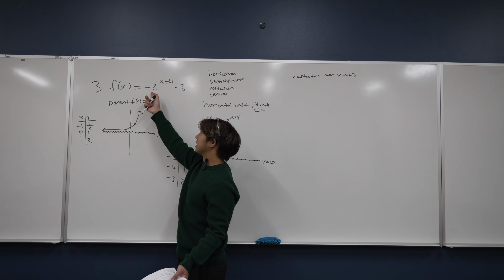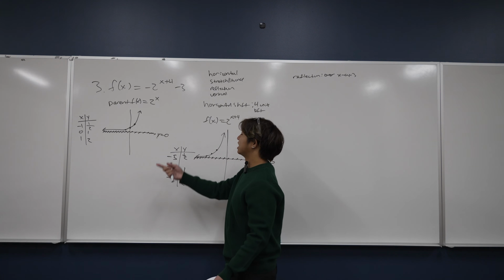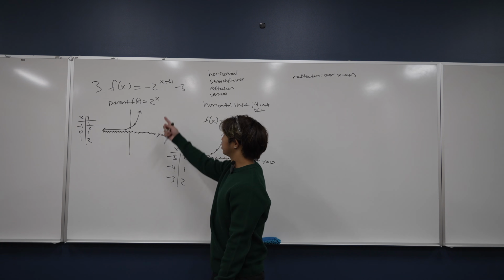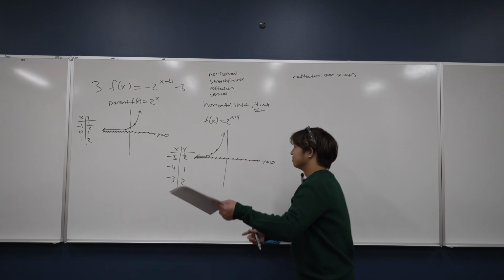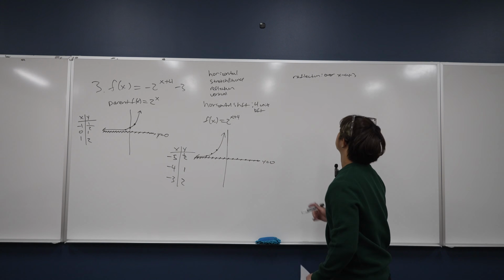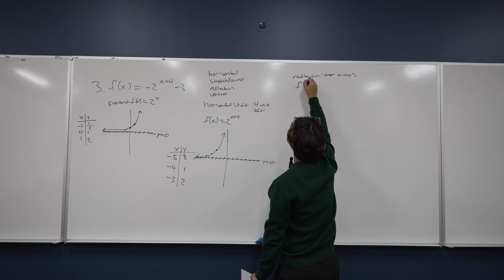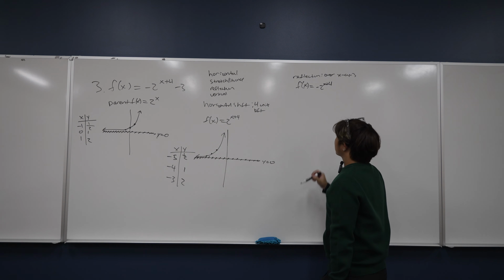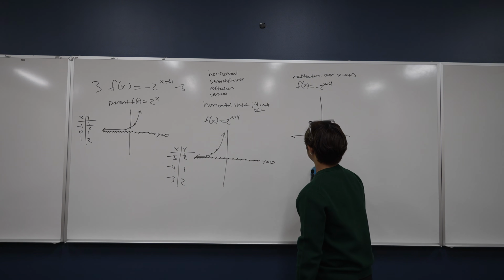If it was on the inside, it would be up here, like 2 to the negative x plus 4. This would be affecting our x values, but on the outside, it's affecting our y values. So we're reflecting over the x-axis, and our function looks like f of x is equal to -2 to the x plus 4. So let's go ahead and graph this guy out. Maybe a little too big, actually. Hold up.